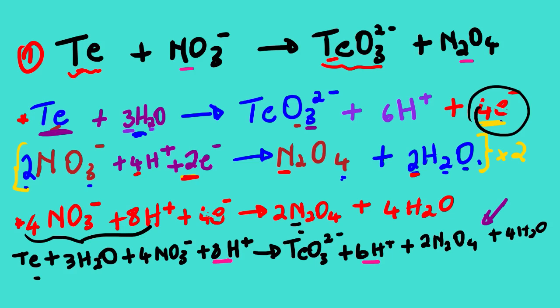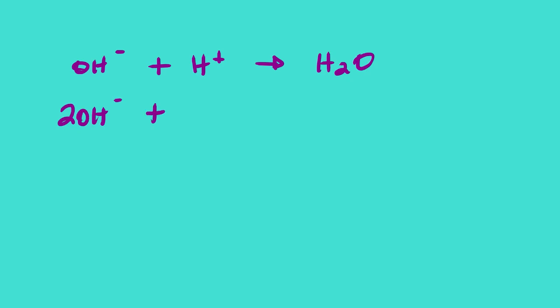Now we compare the two. We have 8H plus on the reactant and 6H plus on the product. The number of OH that we are going to add, we choose the side with more H plus. So we are going to add 8OH minus to both sides. Then you should know that whenever we add OH minus with H plus, our product will always be water. When we add 2OH minus and 2H plus, we are going to form 2H2O. When we add 100 OH minus and 100 H plus, we are going to have 100 H2O.